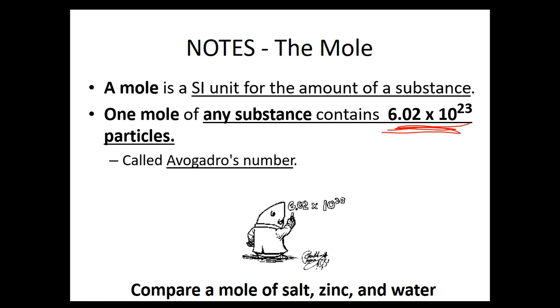Okay, so when I say Avogadro's number, I mean 6.02 times 10 to the 23rd. I'm just going to have to say that over and over again because, yes, you are going to have to memorize that number.